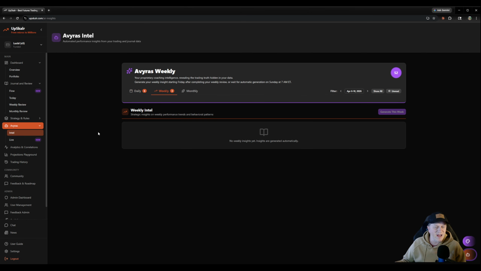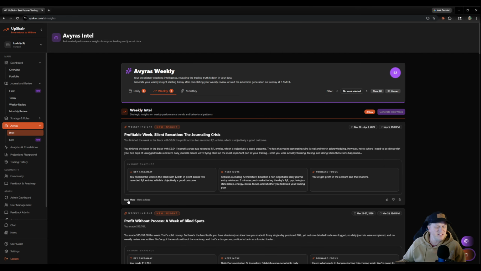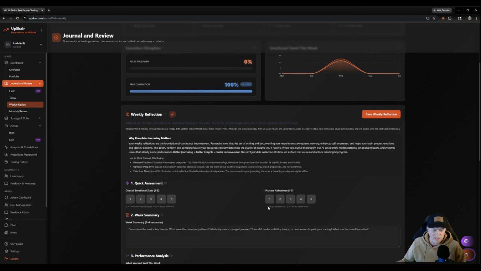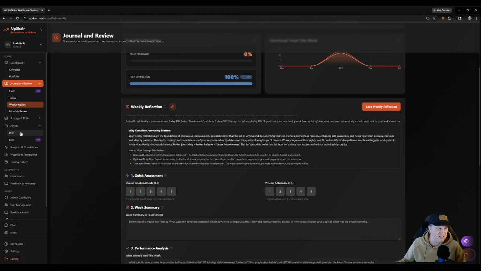There's a weekly review that happens also, and it's really important to read these also, because again, it's in the same format, but it's not only looking at every single day's journaling and trades, it's also aggregating it, and it's giving you an analysis of your week at the end of the week. And if I recall correctly, I believe this is set to run Sunday of every week, and it looks at the previous week, Sunday evening through Friday evening when the market closes. So the more you journal here, the better your analysis and your intel is going to be with Avyras over on the left-hand side here when you get into that section.